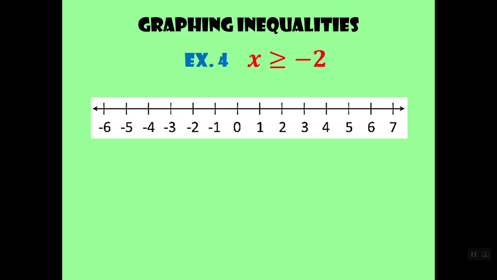Example 4, x is greater than or equal to -2. So now we're saying the boundary point is -2, and x could be greater than that, or it could be equal to it. So we do have to include -2, so we're going to put what we call a closed circle. We're going to fill that in to include the point -2, and then it's everything greater than that, so anything greater than that is to the right on the number line.